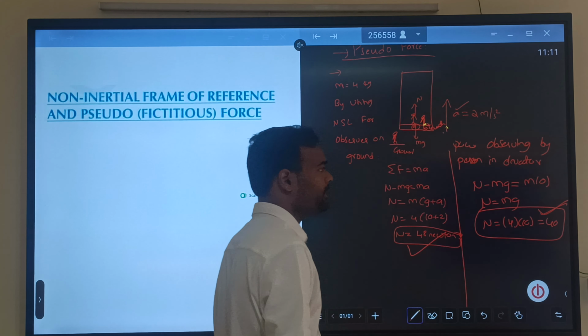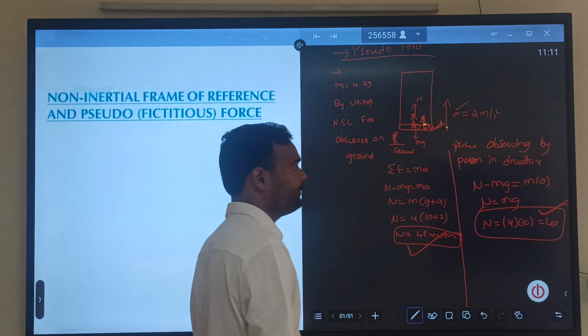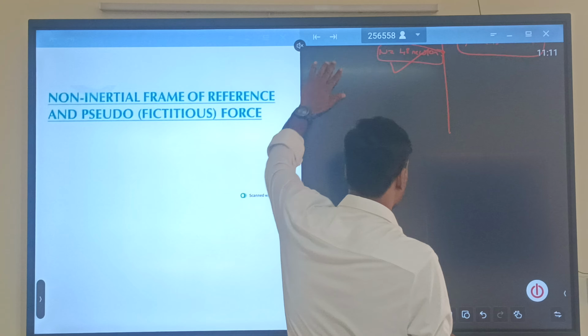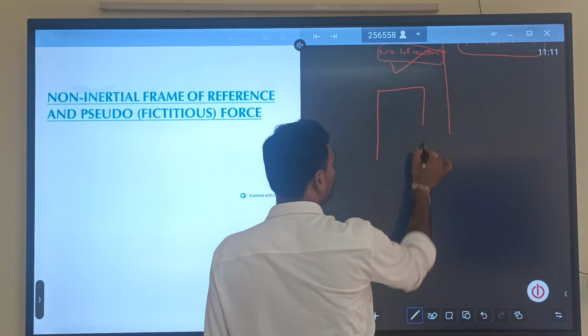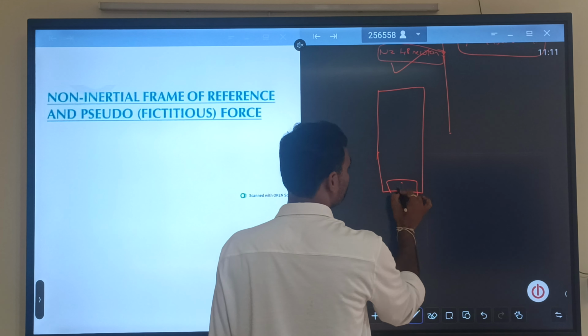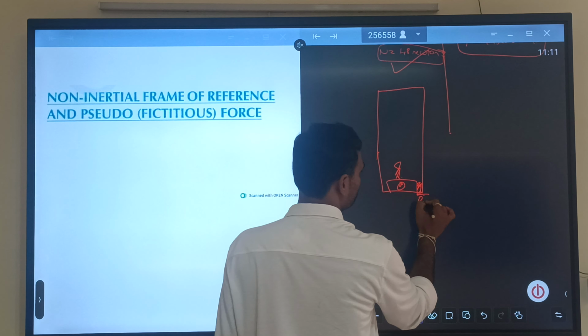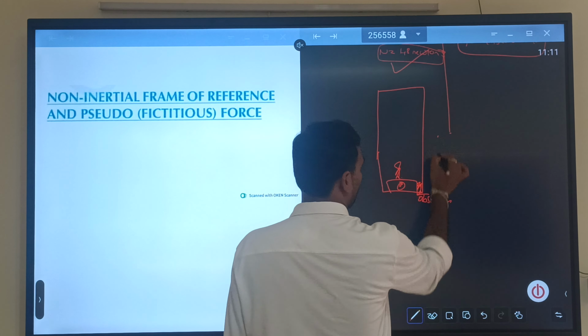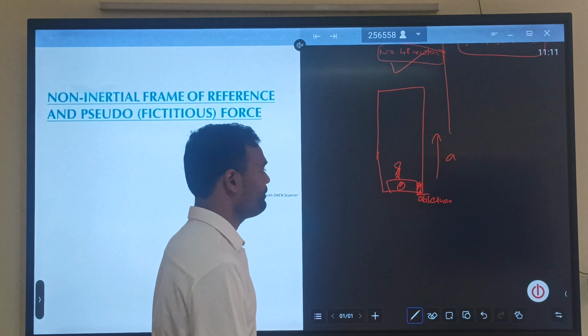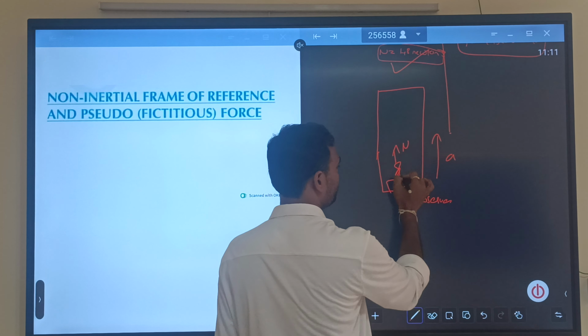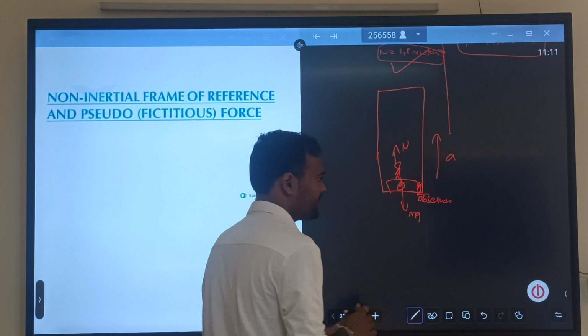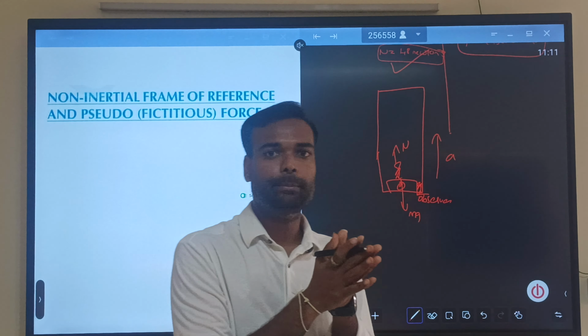Now, to rectify this problem, we are using a new concept called pseudo force. And this pseudo force concept helps us resolve this problem. See here, whenever a person is inside the elevator, he is the observer, and it is moving with acceleration a, and normal force is acting in this direction, mg is acting in this direction, everything is same as I drew in the previous case.